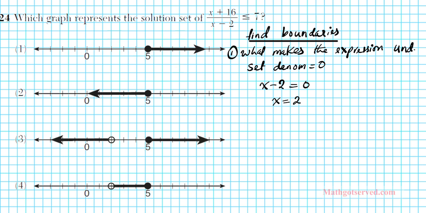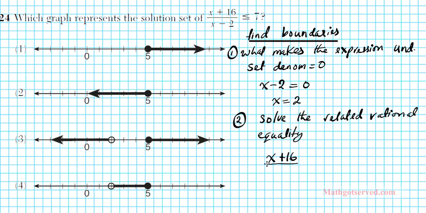And then the second boundary point is you solve the related rational equality. Okay, what am I talking about? Well, you just treat this inequality as an equality and solve it. Whatever your answers are, that's going to be your second boundary. Okay, so let's go ahead and do it. We're going to treat this as an equality. X plus 16 over x minus 2 equals 7.